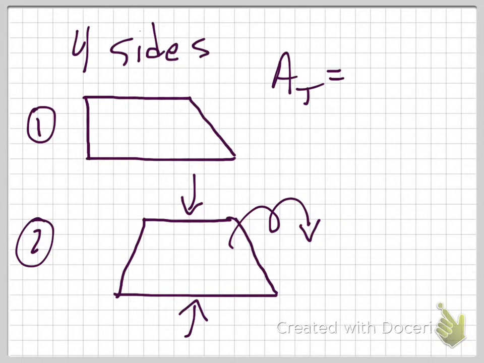So we're going to have base 1 plus base 2, and we're going to divide those by 2 and then multiply by the height. What? I'll show it, don't worry. We'll do it in slow steps.